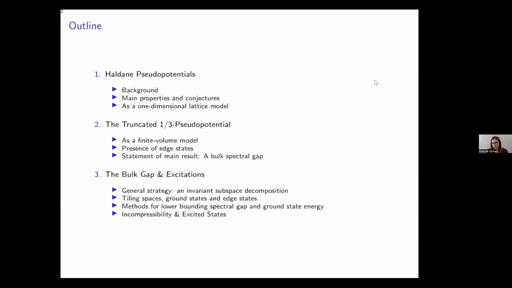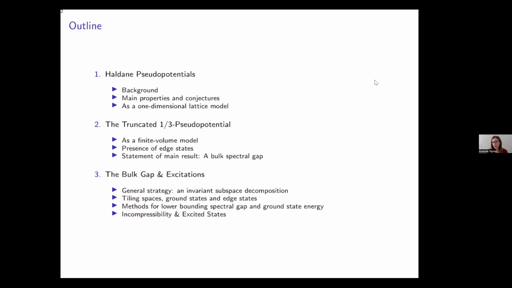So as the title says, we're going to be talking about a truncated Haldane pseudopotential. I'll begin with talking a bit about Haldane pseudopotentials and their history and background. And then I'll move to talking about the main properties that these models are expected or known to exhibit. In particular, Haldane pseudopotentials are Hamiltonian models for a 2-dimensional physical system. However, we're going to be working with the second quantized version of these models today, and in this transformation it is going to turn into a 1-dimensional lattice model. So at the beginning of the talk, I'll give a loose definition of what the Haldane pseudopotentials are. However, I'll give a much more rigorous definition once I introduce the second quantized version of the model, which will be a 1-dimensional model.